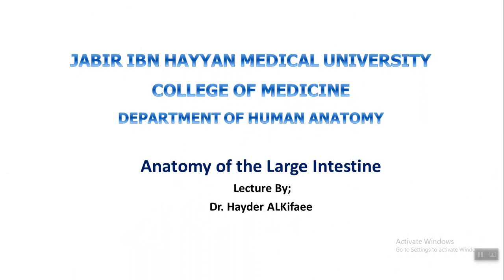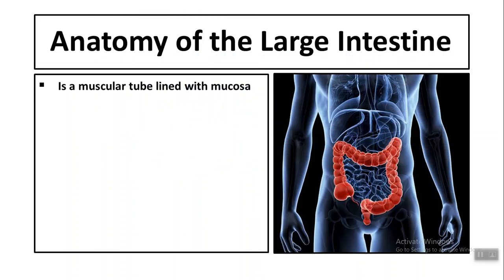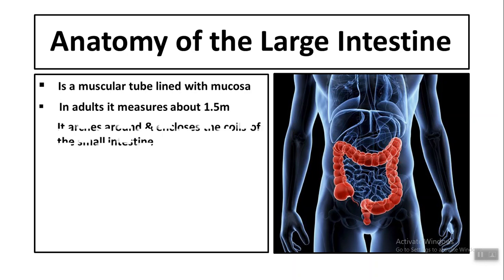Our next lecture for today is the anatomy of the large intestine, or another name is the large bowel. The large intestine, in general, is regarded as a muscular tube that is lined with mucosa, or mucous membrane. In adults, it measures about 1.5 meters.